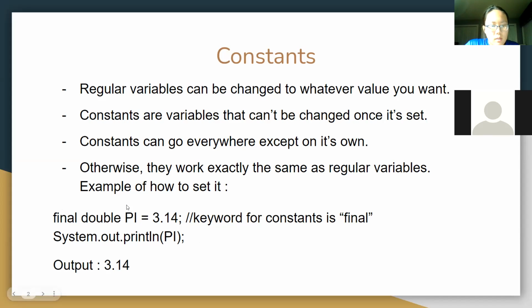So again, it works exactly the same. This pi part is the name of the variable. And so when we say pi here, it will just, like regular variables, print out whatever that variable holds. In this case, it's 3.14.